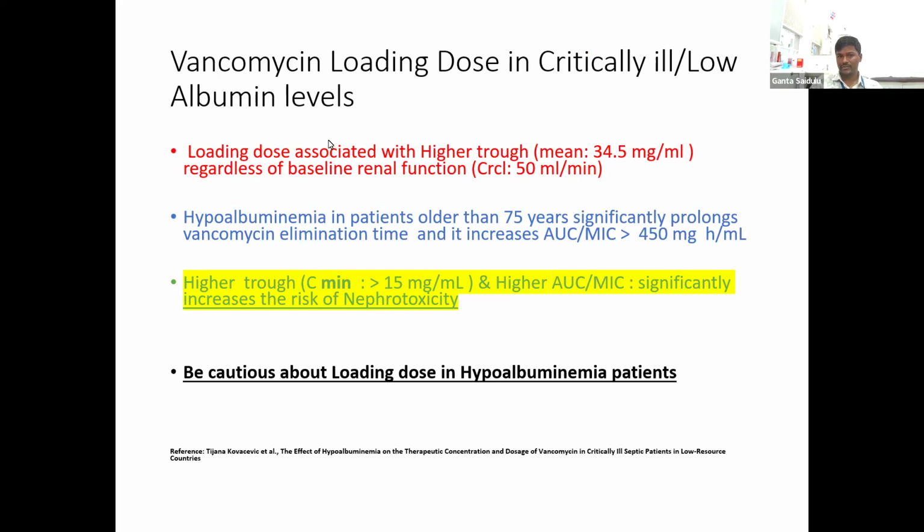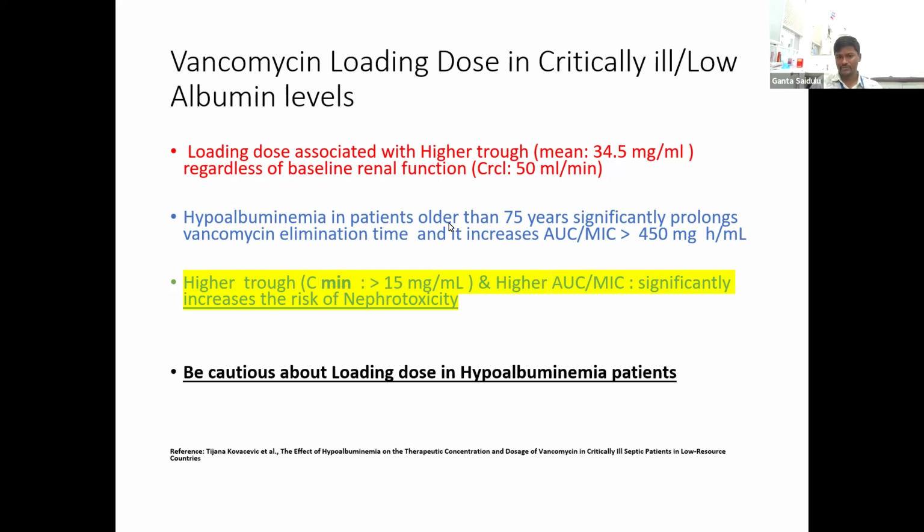Same as the vancomycin loading dose in critically ill patients with low albumin levels. If you give the loading dose of vancomycin in a hypoalbuminemia patient, it can achieve a higher trough, almost 34.5 mg per liter, regardless of the baseline renal function. Either you have normal renal function or abnormal renal function, that trough level is very high.